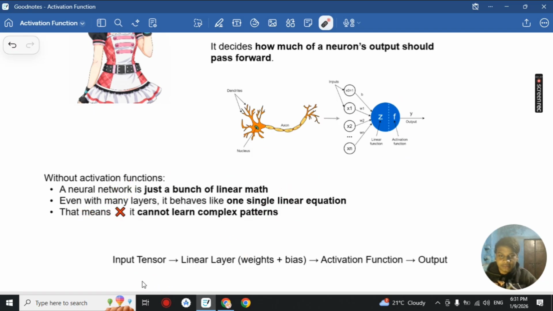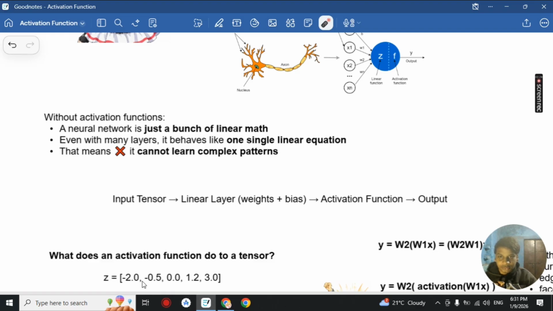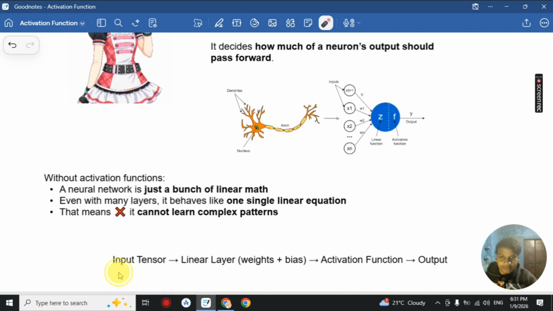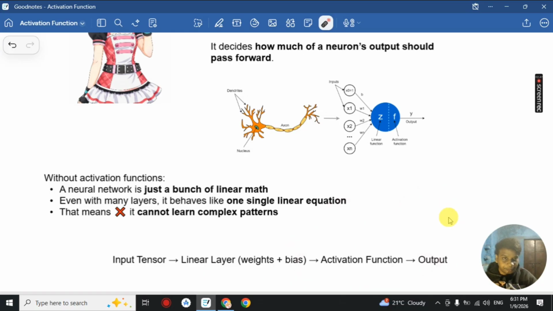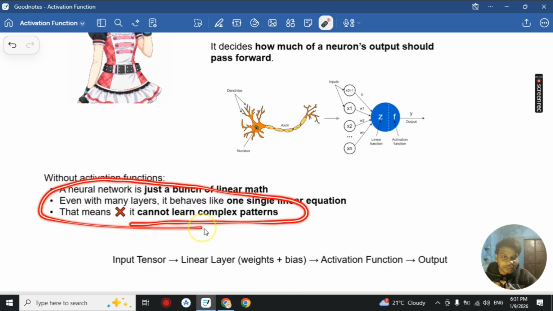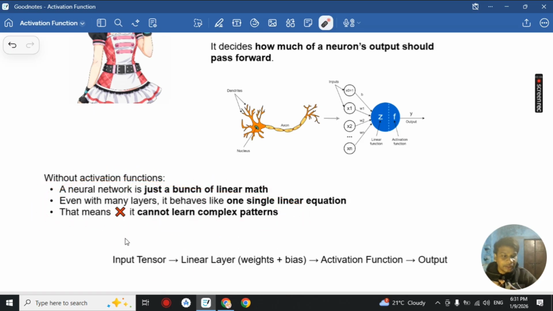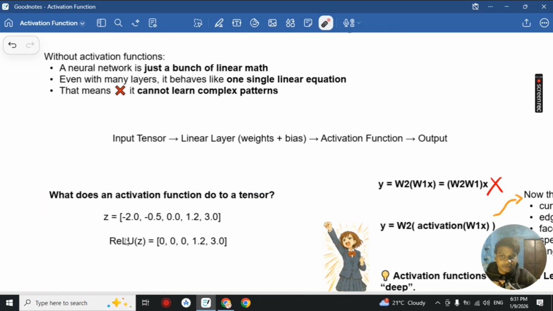Like here, you could see that if you have an input tensor, we first pass it to an artificial neuron, then we pass that value to an activation function, and then we get a particular output. This activation function basically helps us to learn the complex patterns inside our dataset.